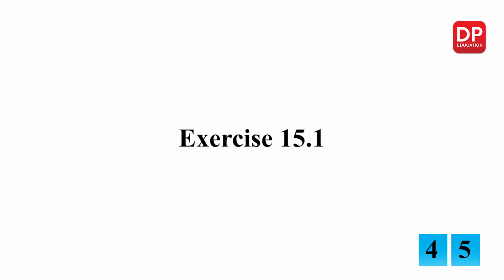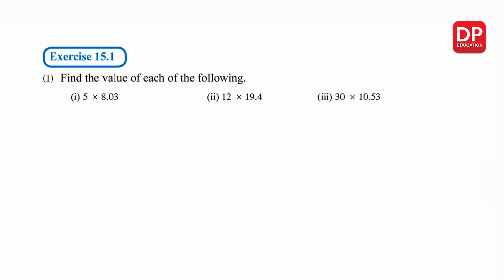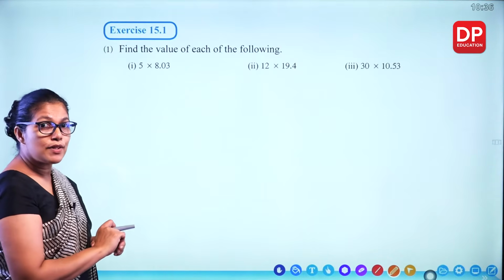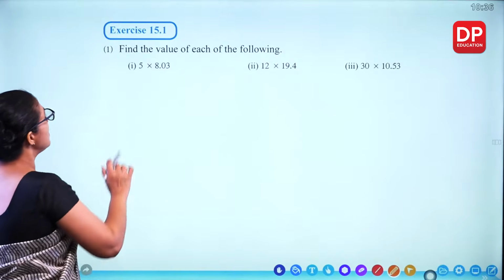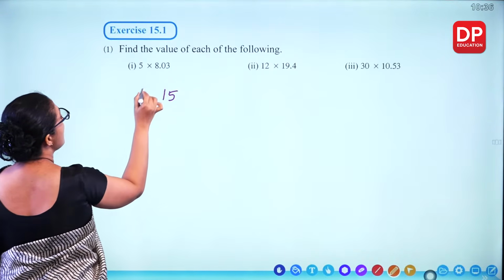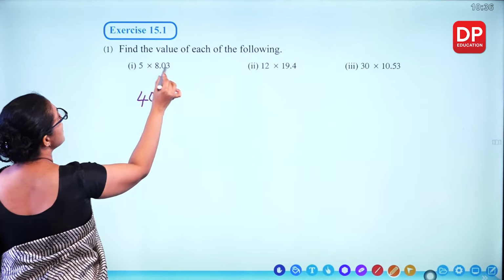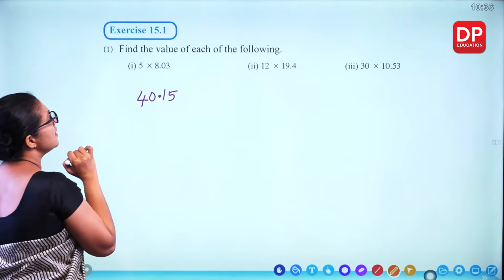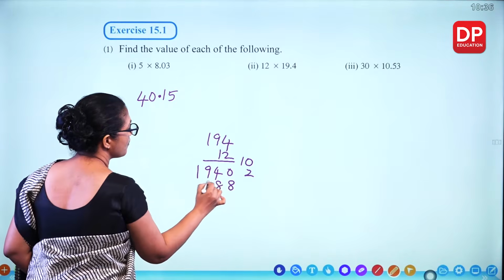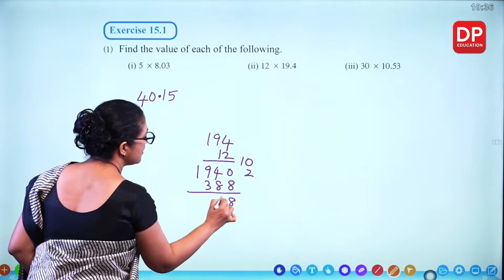Exercise 15.1. Find the value of each of the following. So we'll use the second method without converting to a fraction. Just multiply by 5. 5 times 3, 15. 5 times 8, 40. Keep 2 decimal places here. Multiply by 12. 10 and 2. You get this, add it.